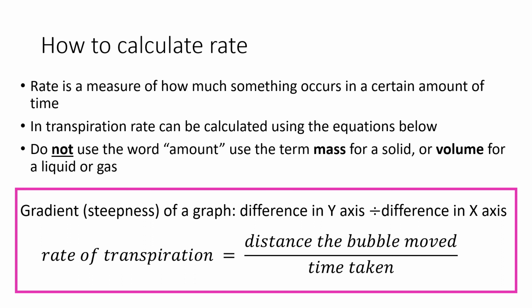So for example, the number of grams used per second or the number of grams produced per second, the number of milliliters used per minute, the number of people going past per hour. It's always the amount of things that happen in a certain amount of time. And you might have to do it from a graph, or you might have to do it from a calculation. And if it's a potometer, it's always the distance moved divided by the time taken.